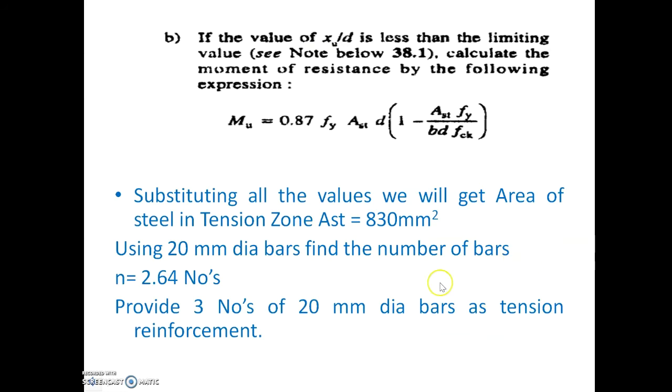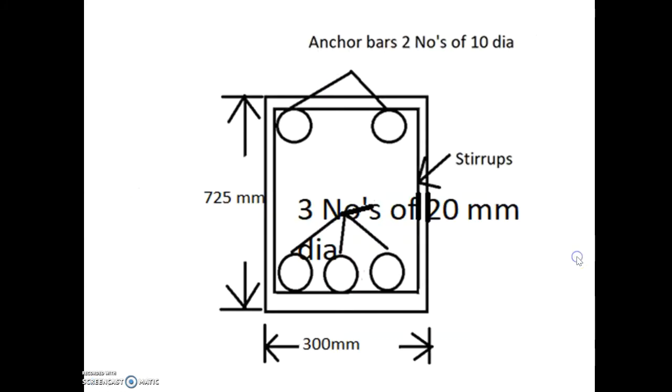So after calculating this reinforcement, we have to draw the section. So like this. In this case, the width of the section is 300 and total depth is 725. In this case, three numbers of 20 mm diameter we designed, and these are the anchor bars, and this is the stirrups. In the future videos, we will design the stirrups diameter and the spacing of the stirrups.